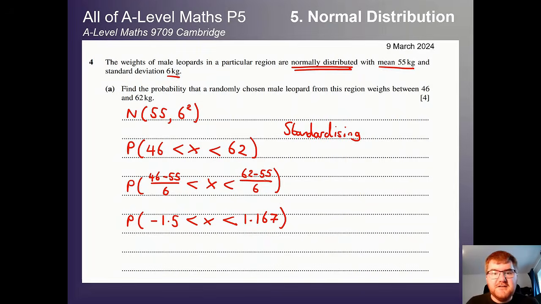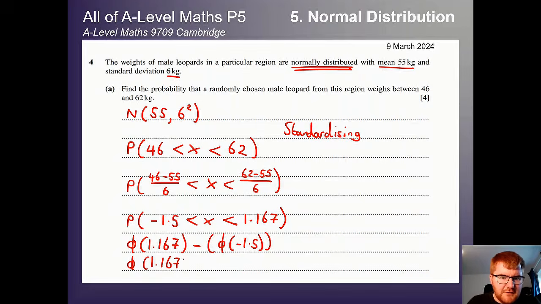Okay, so now we need to formulate how we want to work out the normal distribution. So we're going to be doing the normal distribution at 1.167, minus the normal distribution at minus 1.5. Now remember, because we've got a negative just like before, we need to switch it around. So we have 1 minus the value at positive 1.5. So we need to work out these two things using our table.